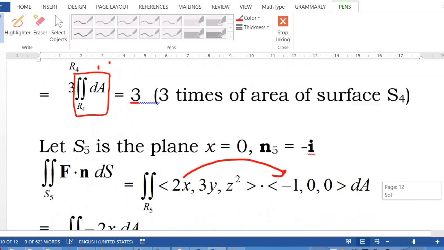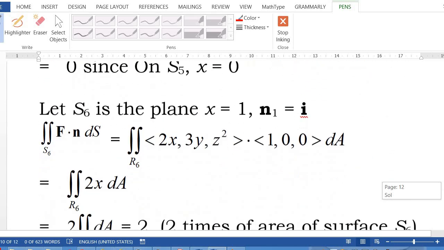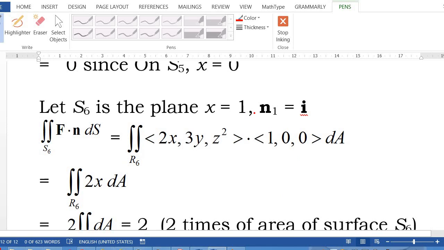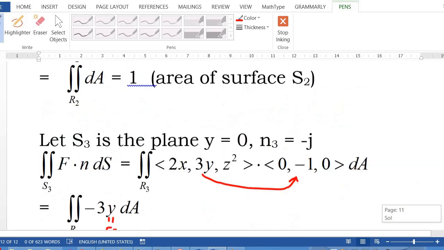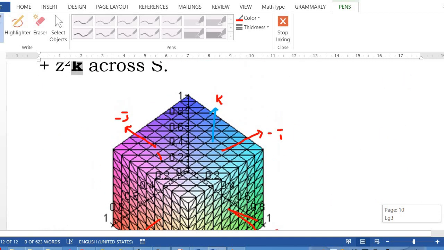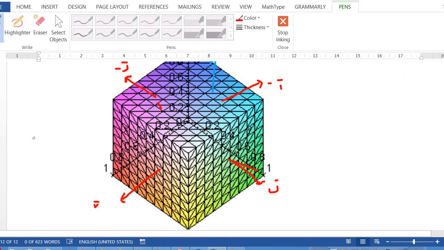Lastly, S6 is on the plane x equal to 1. The water flows out. So the unit normal vector orthogonal to the plane x equal to 1 is positive i. As you see here, this is plane x equal to 1. Water flows out, so the unit normal vector orthogonal to the plane x equal to 1 will be in the positive x direction, which is positive i.